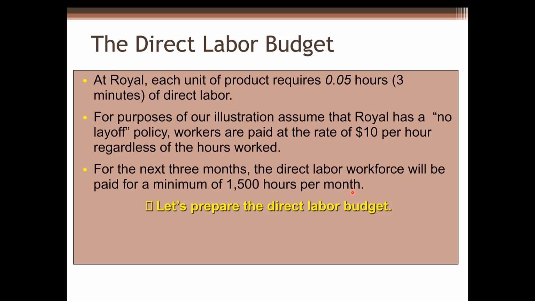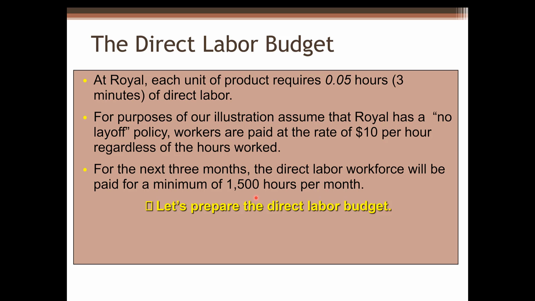At Rowe Company, each unit of a product requires 0.05 hours, 3 minutes, of direct labor. For purposes of our illustration, assume that Rowe has a no layoff policy. Workers are paid at a rate of $10 per hour, regardless of hours worked. For the next 3 months, the direct labor workforce will be paid for a minimum of 1,500 hours per month.